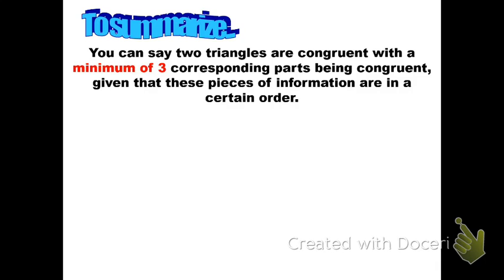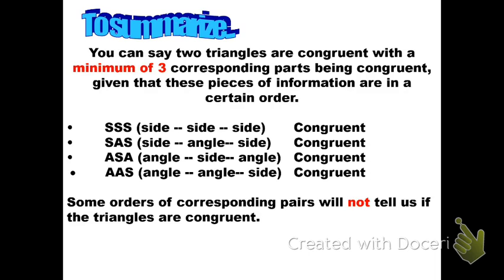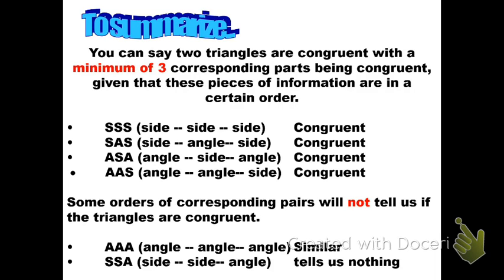So to keep in mind, we need a minimum of 3 parts to guarantee congruence, and it has to be one of these 4 combinations right now that work: side, side, side, side, angle, side, angle, or angle, angle, side. The 2 that don't work are these ones.